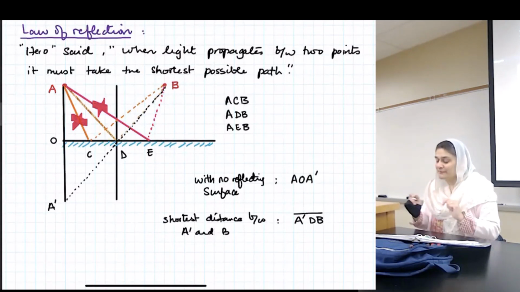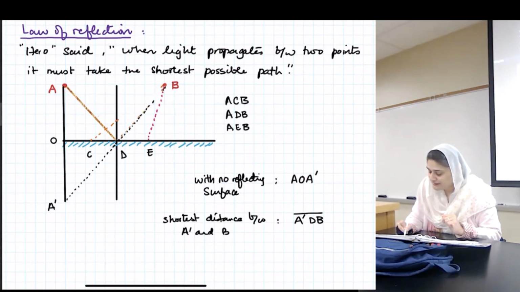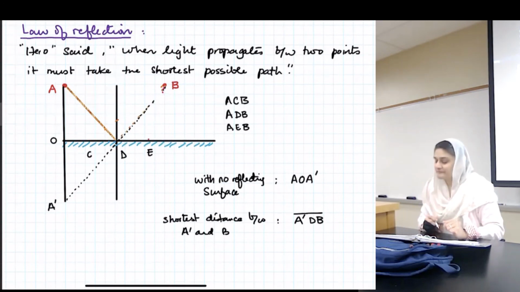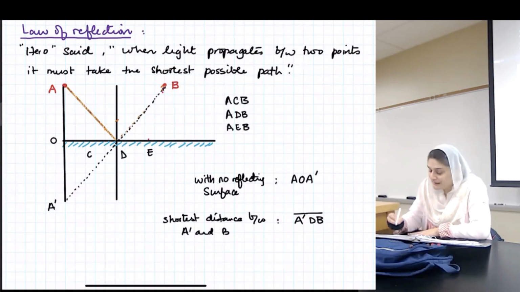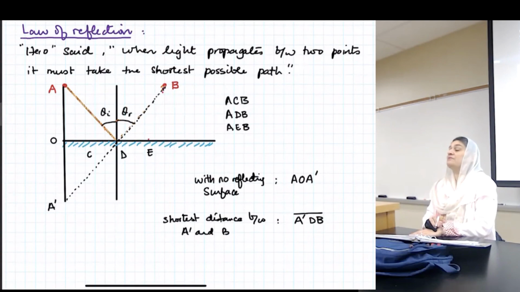So what is the only possibility left? That goes away and that goes away. That means this all goes away. And this all goes away. Which implies that the angle of incidence must equal the angle of reflection.